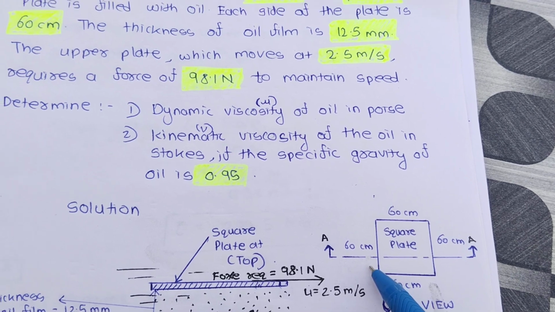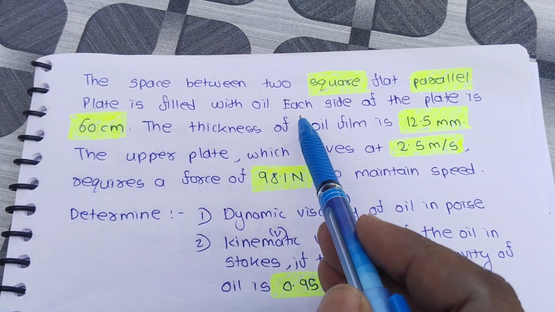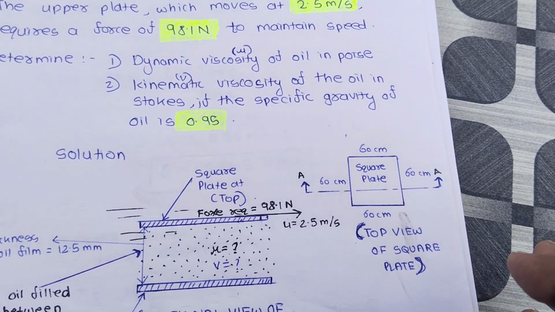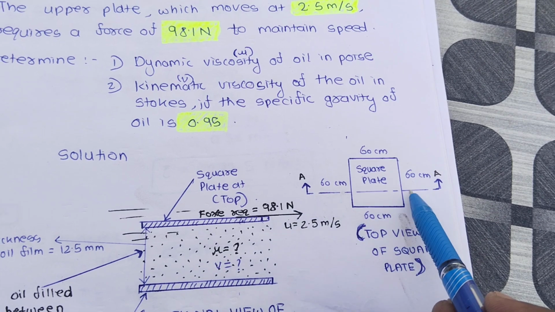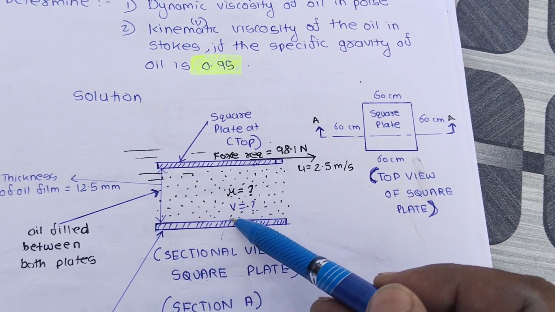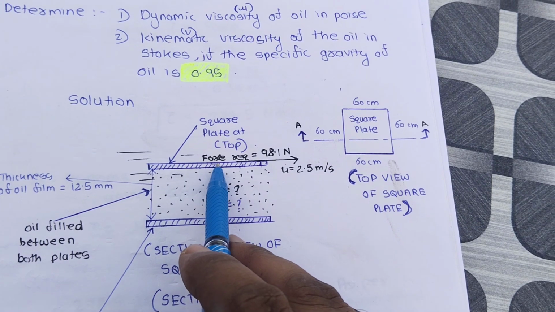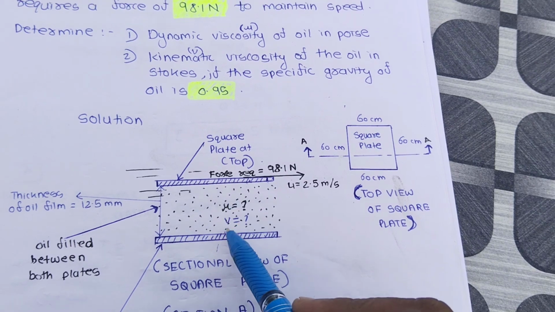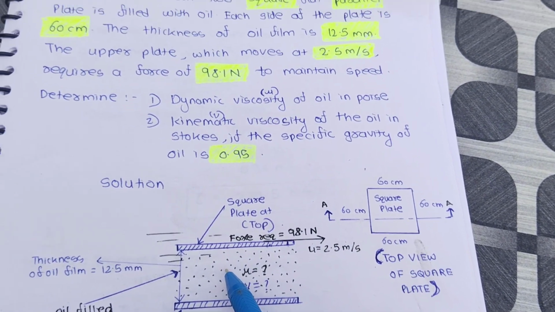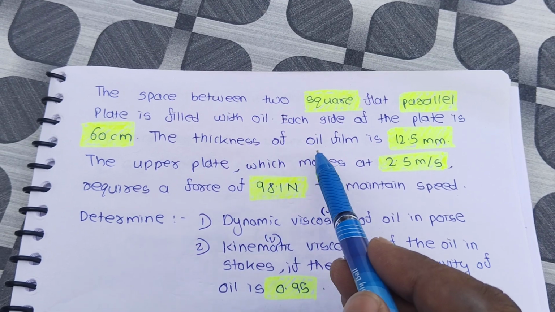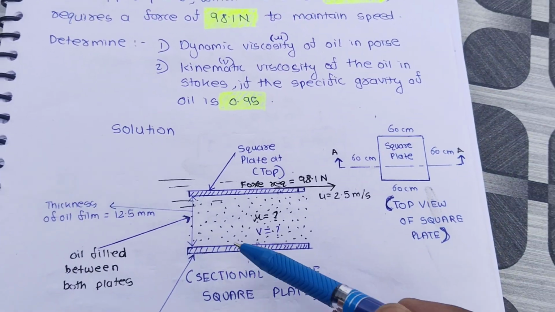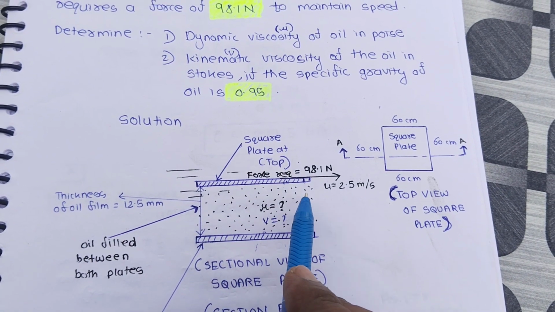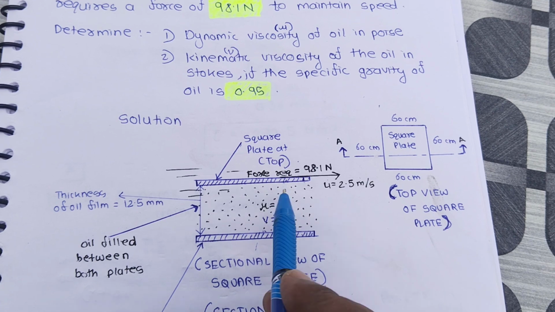Each side is 60 centimeter. Here in the question it is given that each side of the plate is 60 centimeter. So all four sides of the plate are 60 centimeter. So I have cut the section here. It's a sectional view. So this is the top plate and this is the bottom plate. These two are the parallel plates. In between them oil is filled. The thickness of the oil film is 12.5 mm. These black dotted lines you are seeing are the oil filled.